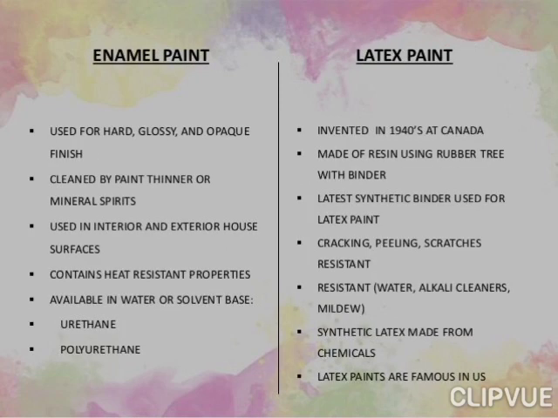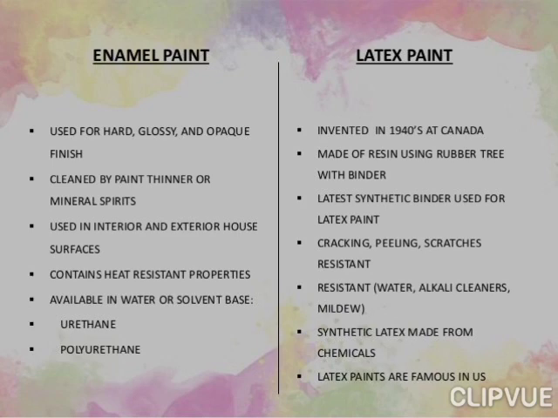In enamel paint, these are basically used for hard, glossy and opaque finish. These are cleaned by paint thinner or mineral spirits. These are used on interior and exterior house surfaces. This contains heat resistant properties. These are available in water or solvent base in the form of urethane and polyurethane.